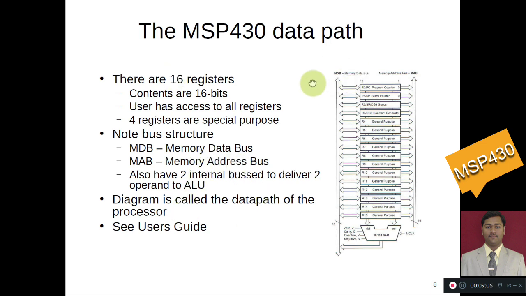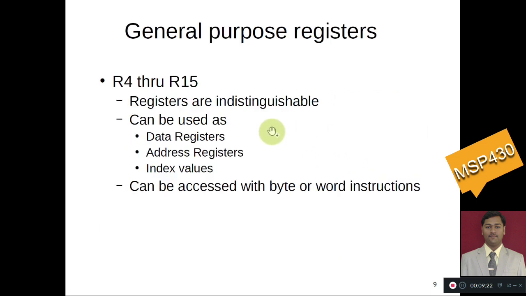So this is the MSP430 data path, and more information regarding this can be found in the datasheet or user's manual of the MSP430. As we have already seen, R4 to R15 are general purpose registers. These registers are indistinguishable and can be used as data register, address register, or index value. They can also be accessed with byte or word instructions.